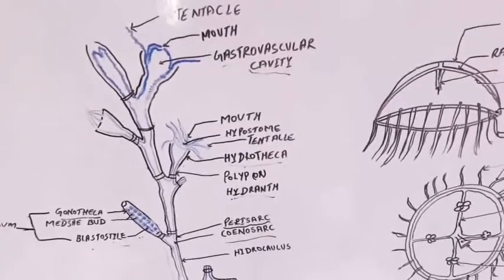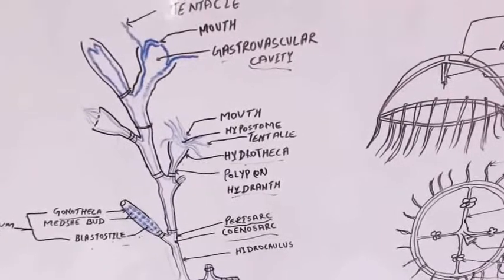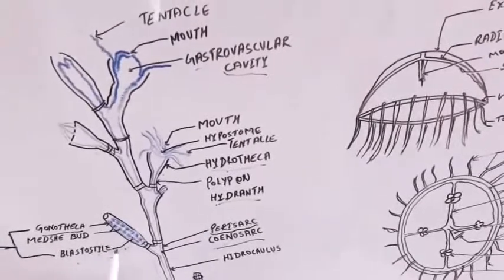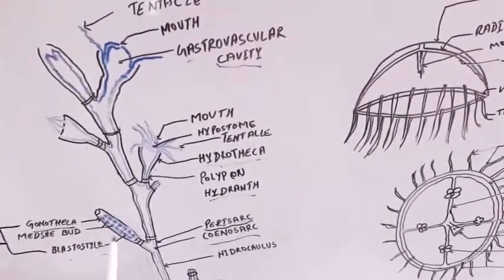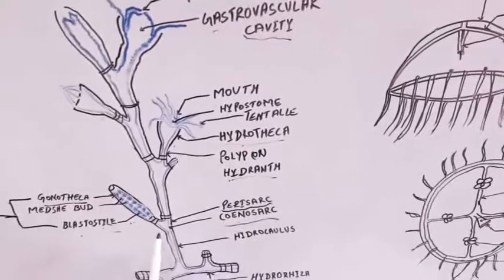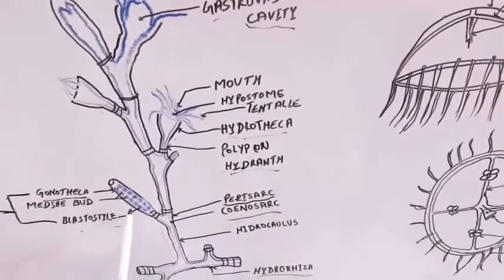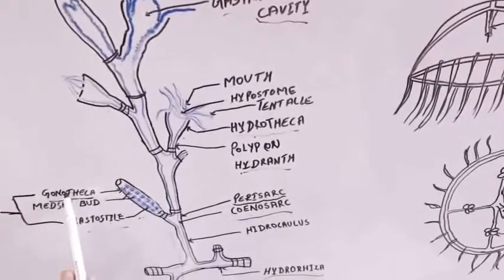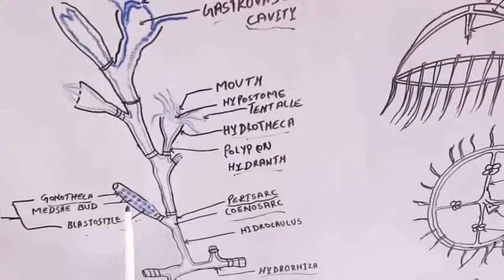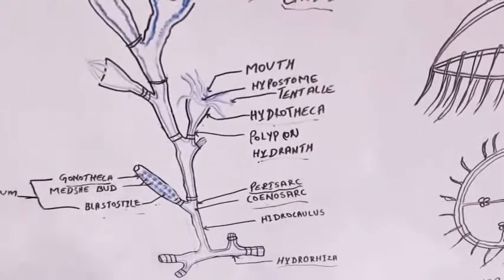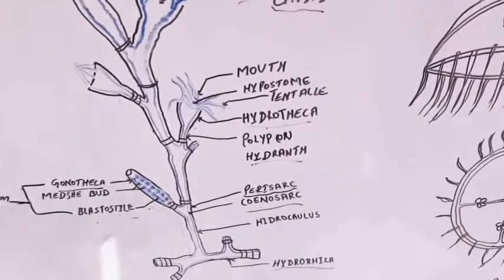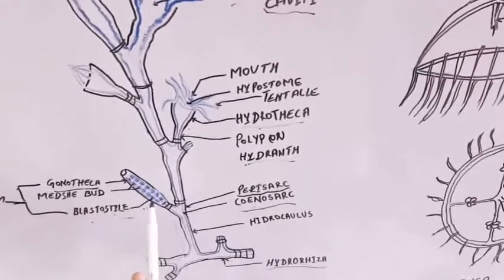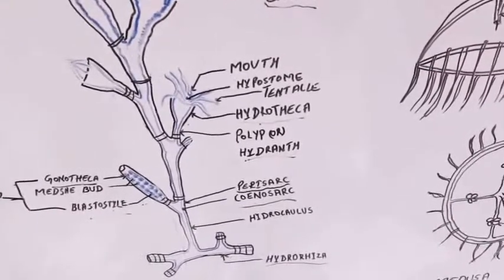So next is the blastostyle. The blastostyle is also called a gonangium. Here the blastostyle is a club-shaped, cylindrical structure. It is covered by a pericarp, called the gonotheca. The covering of the gonangium is a transparent membrane, called the gonotheca, and it contains lateral buds. The lateral buds develop into medusae.